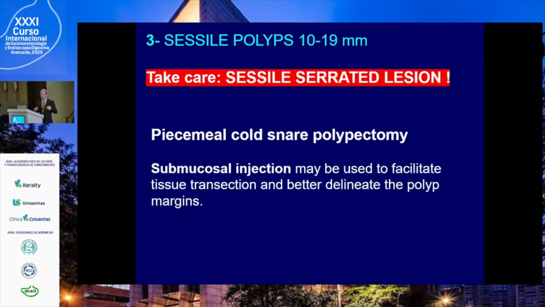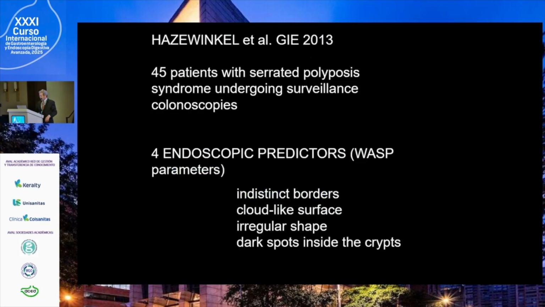But in this case, you don't need to be R0. I always use submucosal injection. No, it's easy. It makes things easier, but it's not necessary. I use cold snare. But if it's a serrated lesion, always injection. Yes, and piecemeal if necessary, okay? You agree, okay? So EMR with electrocoagulation for adenoma, piecemeal or not piecemeal, cold snare for serrated lesion, okay?